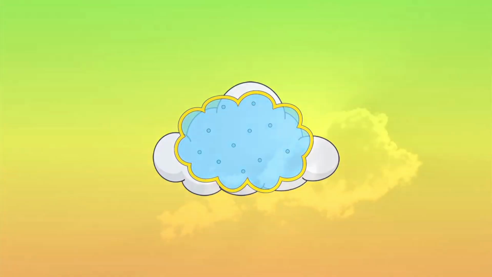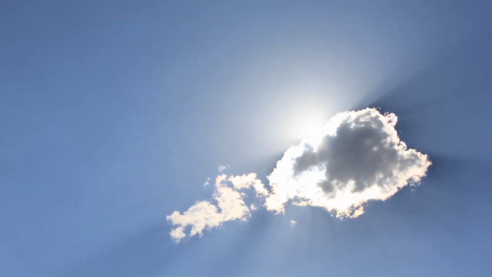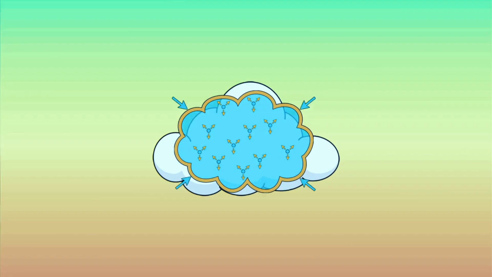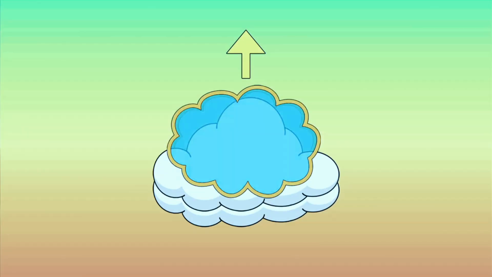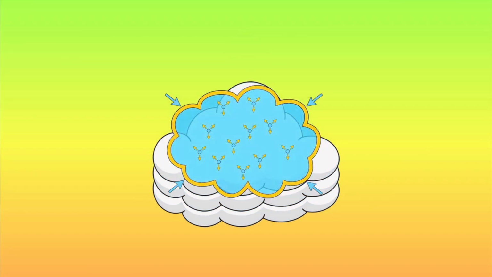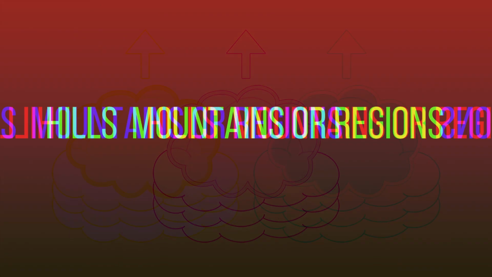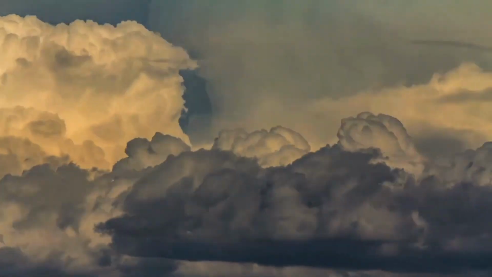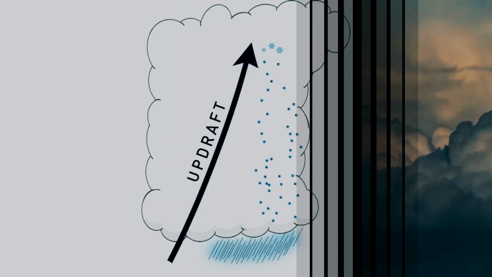The Earth's surface is heated by the sun, and this heats the air above it. This heated surface air will continue to rise as long as it weighs less and remains warmer than the surrounding air. Hills, mountains, or regions where warm or cold and wet or dry air bump together can generate rising motion.